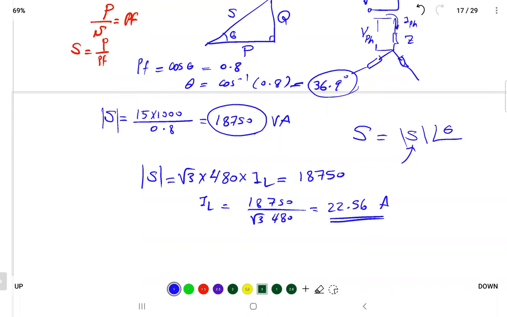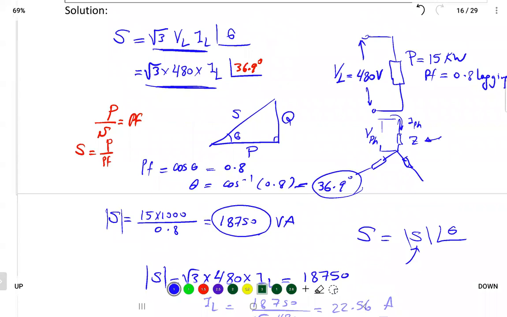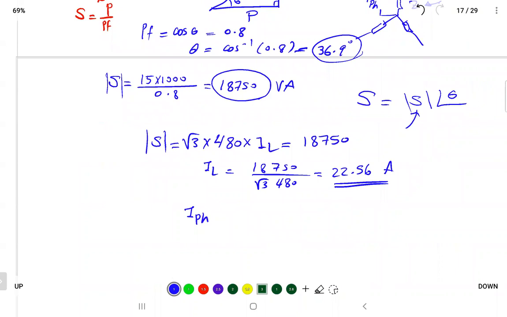Now you go back to the problem and check what we need. We need to find the impedance. To find the impedance, we need two things: the phase voltage and the phase current. And since the load is Y connected, the phase current is equal to the line current. So now I can write I phase equal to I line equal to 22.56. Is it right? Not completely right, because current has a magnitude and an angle.